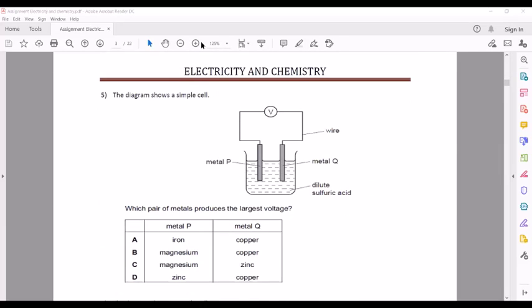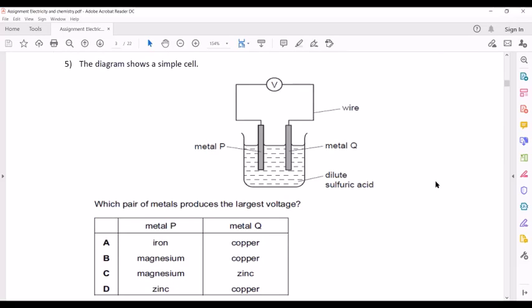The diagram shows a simple cell. Which pair of metals produces the largest voltage? I told you the voltage produced is directly proportional to the difference in reactivity. So for this, first you have to recall the reactivity series, which is potassium, sodium, calcium, magnesium, aluminum, zinc, iron, lead, copper, mercury, silver, and gold and platinum.